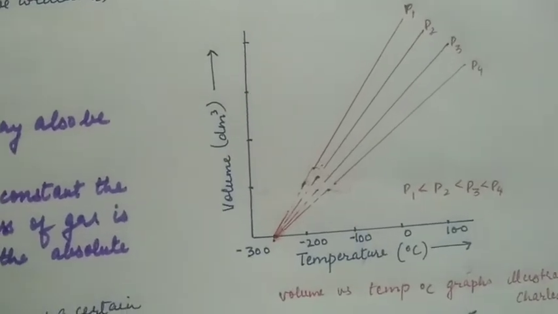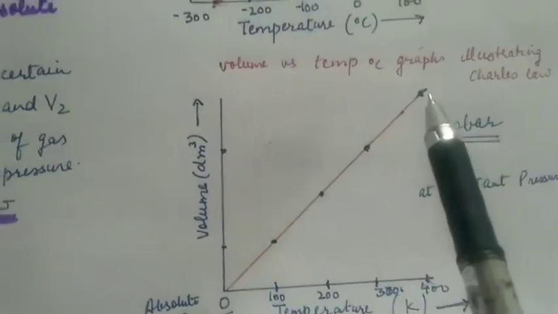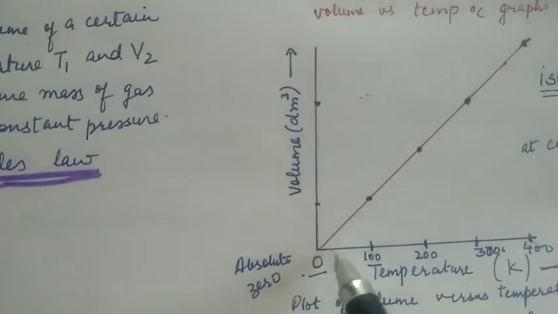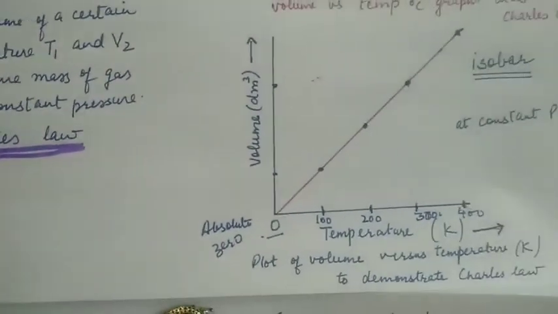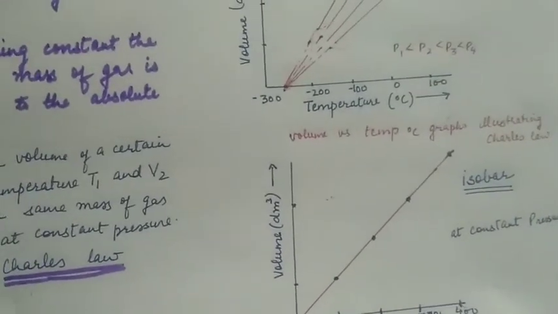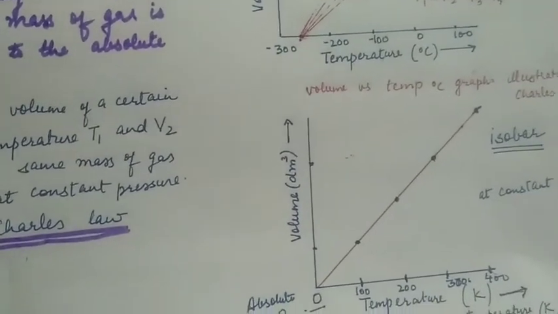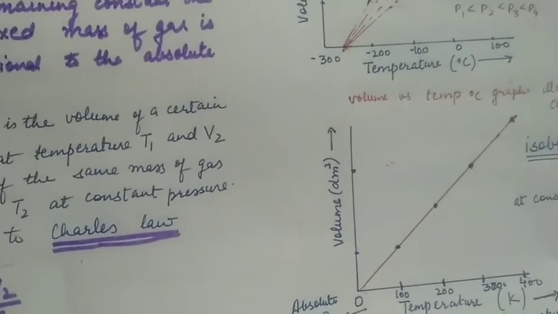और अगर हम डिग्री सेल्सियस की बजाय वॉल्यूम वर्सेस टेम्परेचर इन केल्विन लेंगे तो ग्राफ ओरिजिन से पास करेगा, क्योंकि यहाँ 0 केल्विन है, एब्सोल्यूट 0, -273 यहाँ है. So this is the graph between volume and temperature, which is showing the Charles' law.